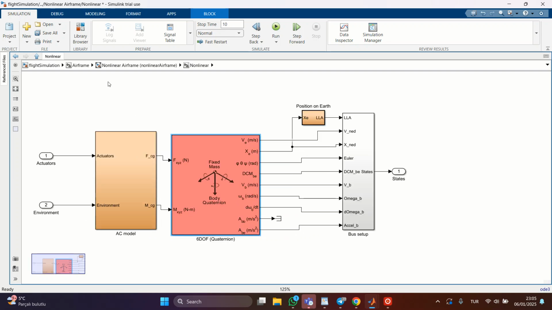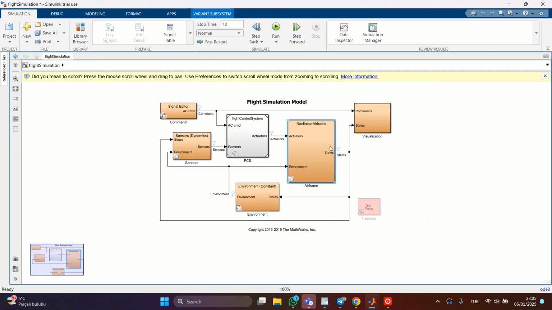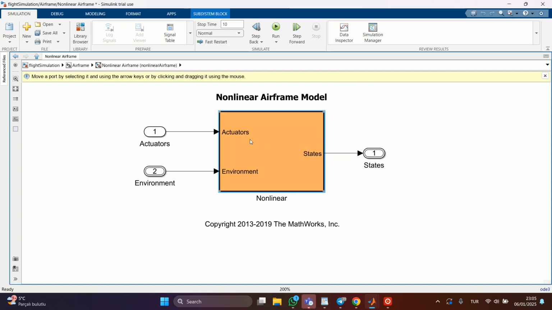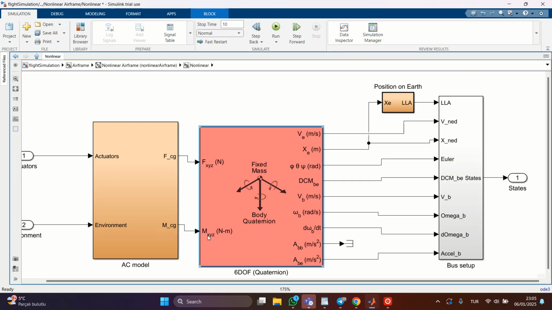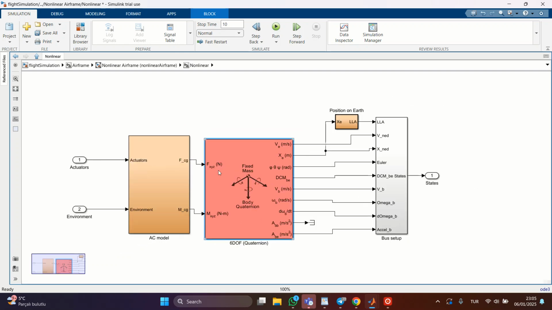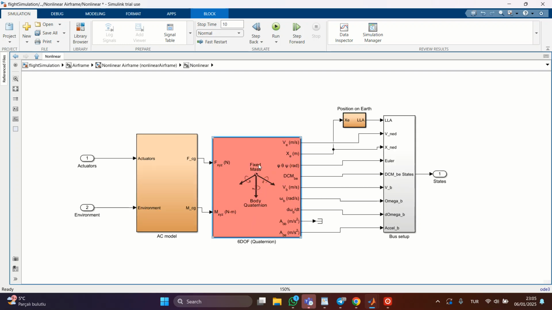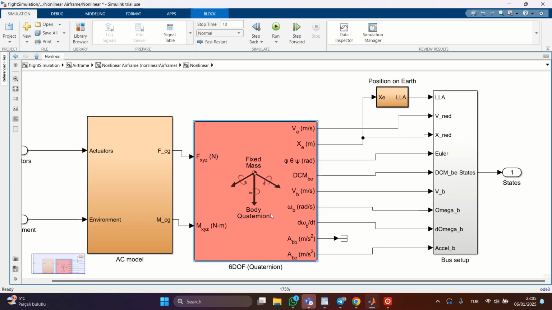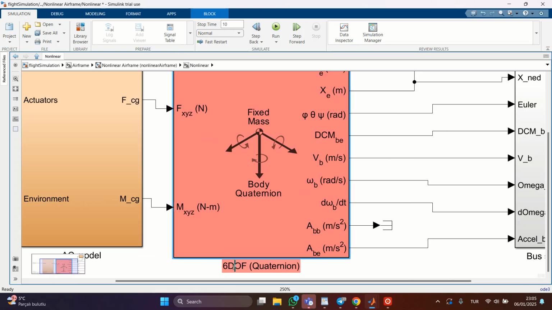I am right now at the airframe module. This is a pre-designed template block. There are sensors, flight control system, signal editor, environment, constants, commands, and nonlinear airframe with actuators and environment. I pressed on the nonlinear airframe and have covered the actuators, the environment, the inputs for the actuators and the inputs for the environment, which are external forces like wind, and the fixed mass, body quaternion, and the six-dimensional, I forgot the rest.